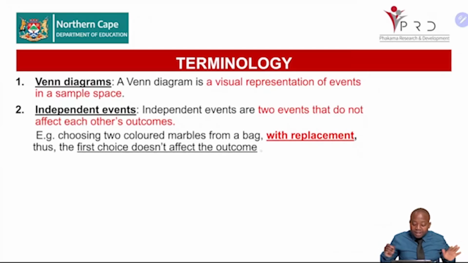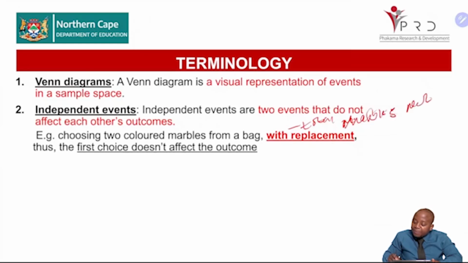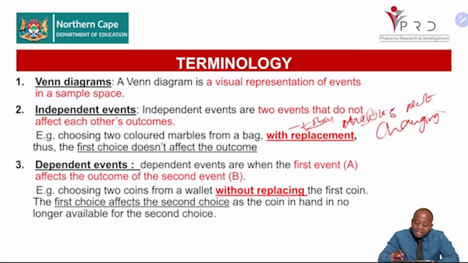So what does it mean in this case? We have marbles. So we take the marbles out, and for the first event we take green, for example. Then when I go into my second event, I take the marbles, I put it back into the bag. So the total here is not changing. Total marbles not changing. And what are dependent events in this case?